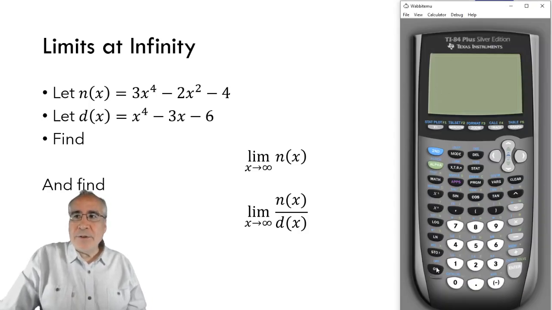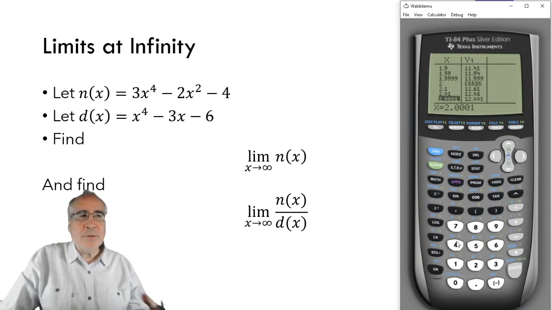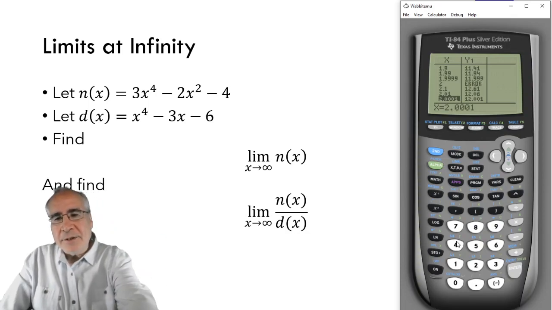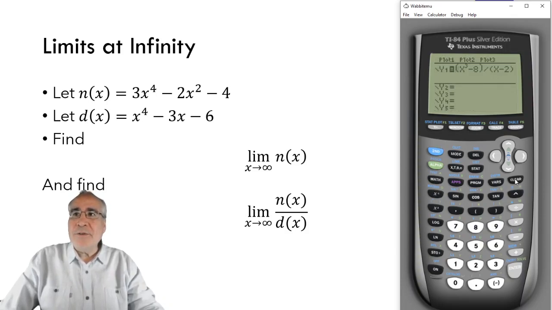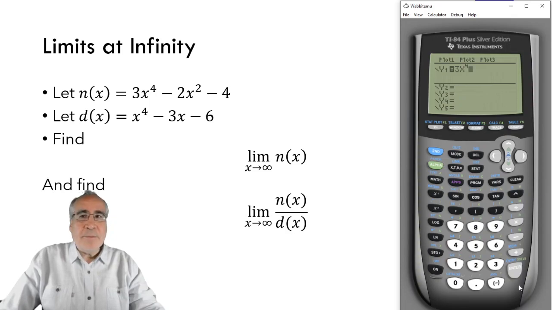The way we can do this numerically is similar. We kind of sneak up on infinity, which is hard to do. It's tedious, but we can get there. So we're going to put in this first function, 3x raised to the 4th minus 2x squared minus 4.